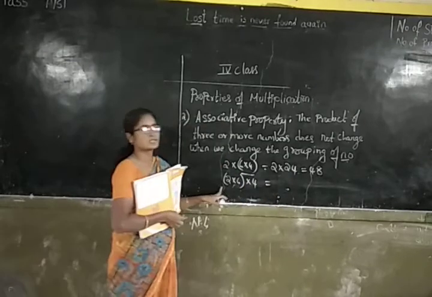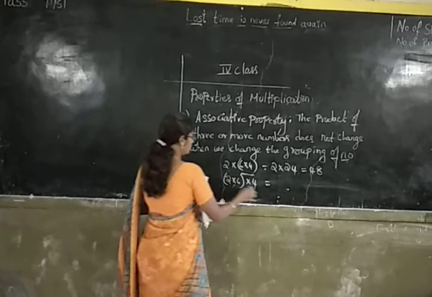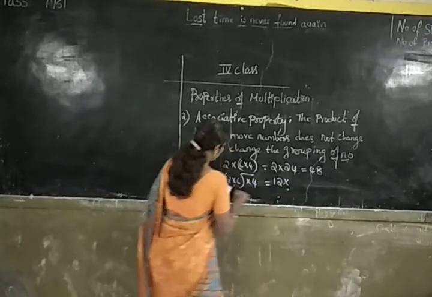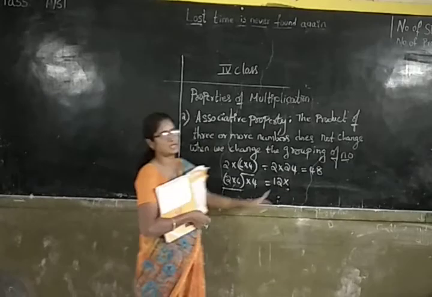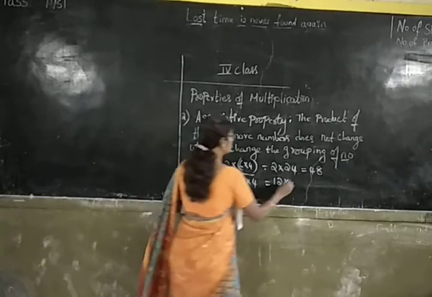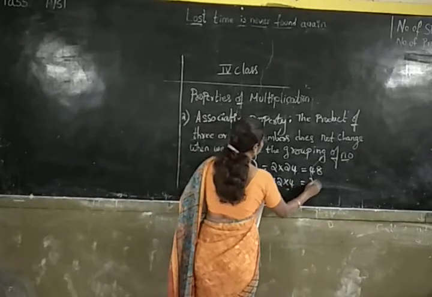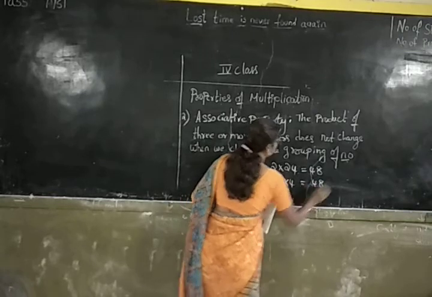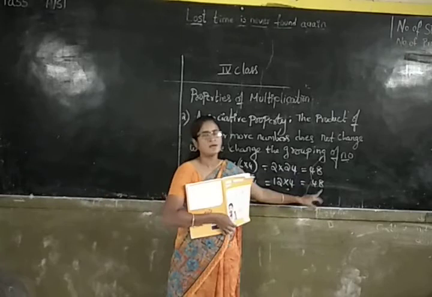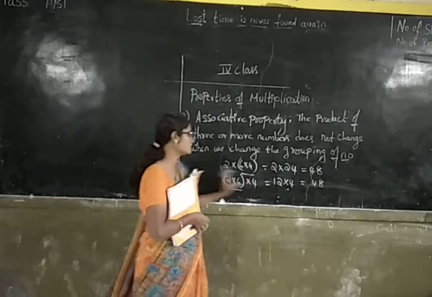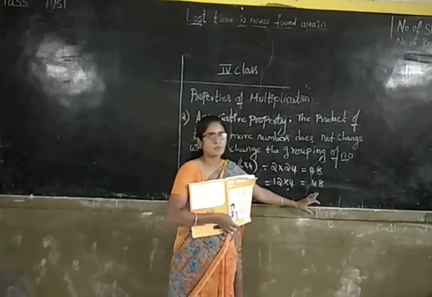2 into 6 into 4. 2 sixes are how much? 2 sixes are 12. First let us multiply these two numbers in the bracket. 2 sixes are 12 and 12 into 4 is how much? 12 into 4 is 48. Here grouping of numbers did not change the product.